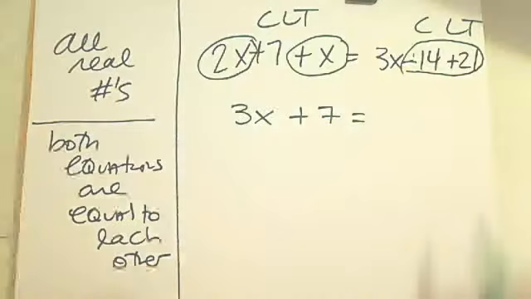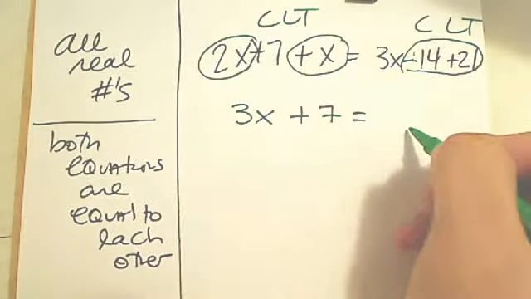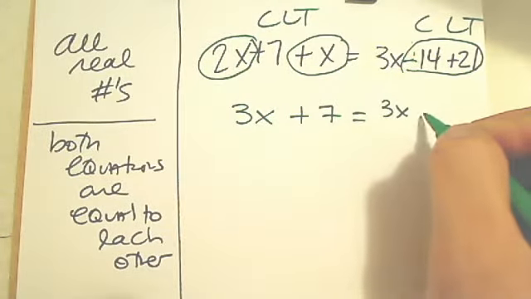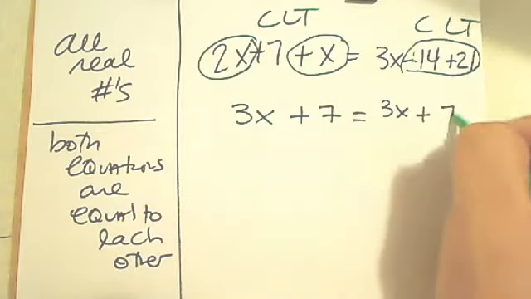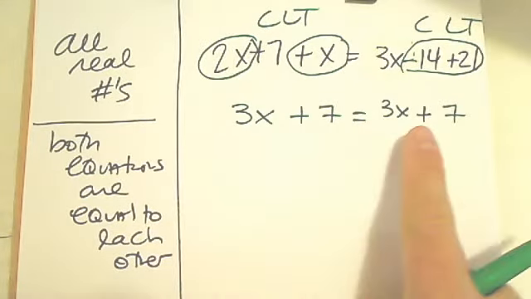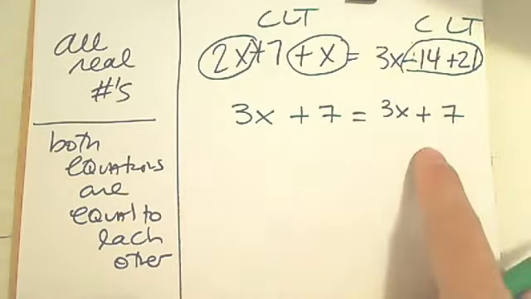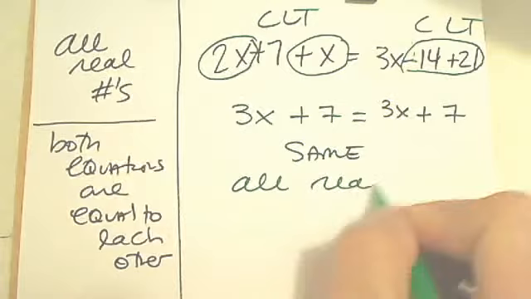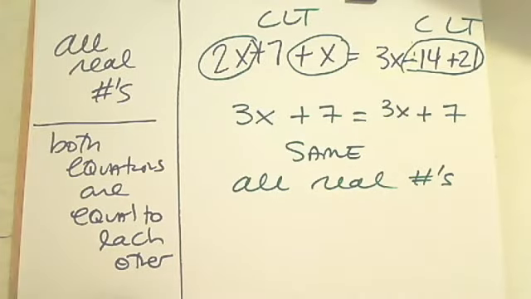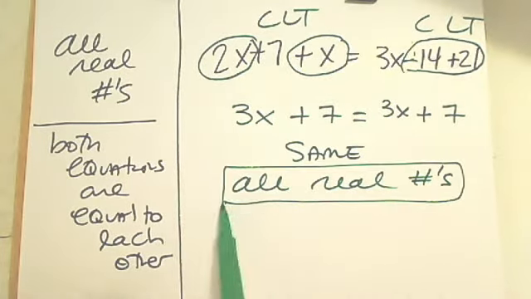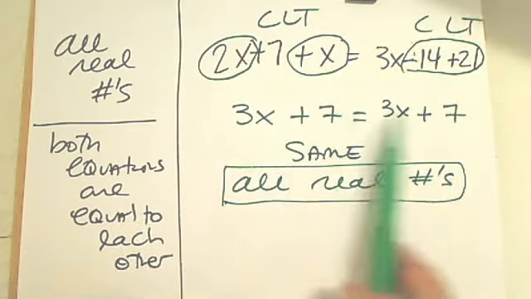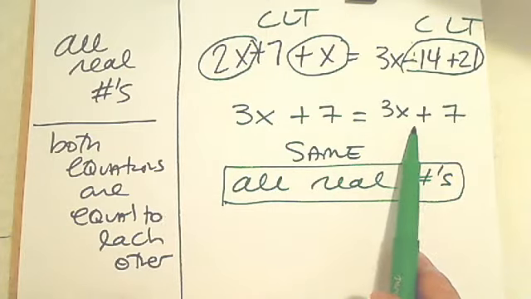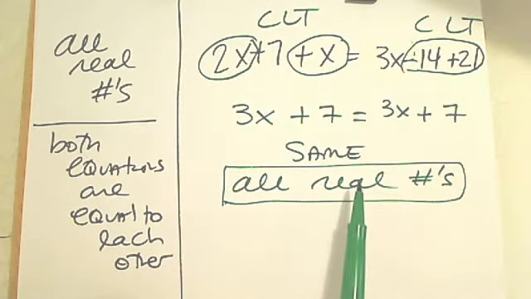3x, bring down the 7. On the right side, 3x plus 7. Do you know they're the same? If that's the same, both equations are the same. That means it's all real numbers. All that means is that any number you put in for x, it's the same for both, because the equations are the same. When you see this happening, that means the lines are the same. You stop, all real numbers.